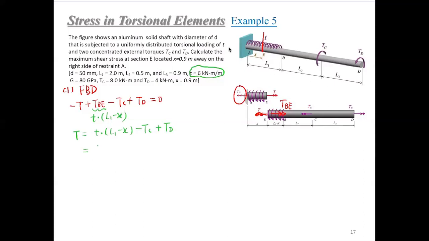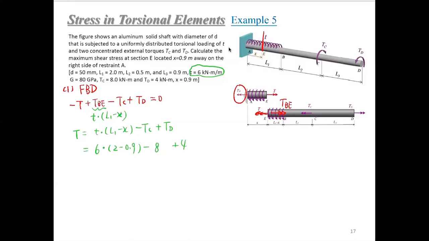So here it will be 6 times 2 minus 0.9, minus TC, that is 8.0 kilonewton meter, and plus 4. From here we can solve that this is 2.6, with the same unit as used in the description, that is kilonewton meter. If we convert it to newton millimeter, kilonewton is 1,000, meter to millimeter another 1,000. So this will become 2.6 million newton millimeter.